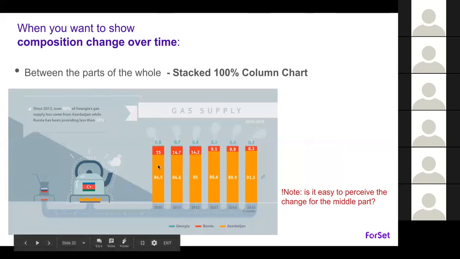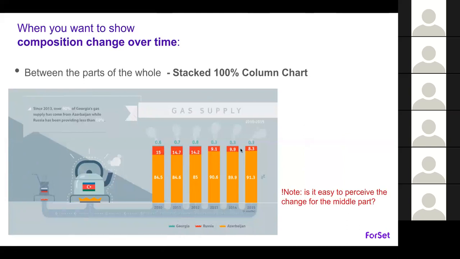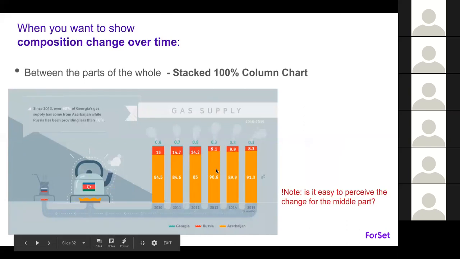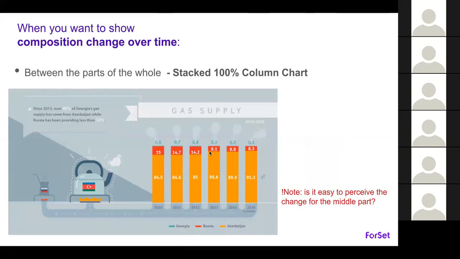This is the gas supply from different countries. The orange part is Azerbaijan and the red part is Russia. And the main message of this chart is that over the years, the gas supply coming from Russia has been decreasing, while the gas supply coming from Azerbaijan has been increasing. And when we look at this stacked column chart, we can see for each year how the gas supply was distributed by countries, and also we can see the big picture, the trend over the 6 years time period.